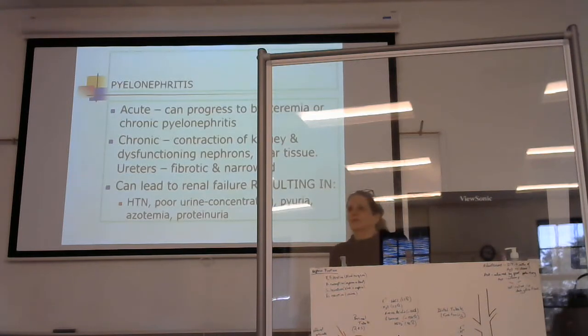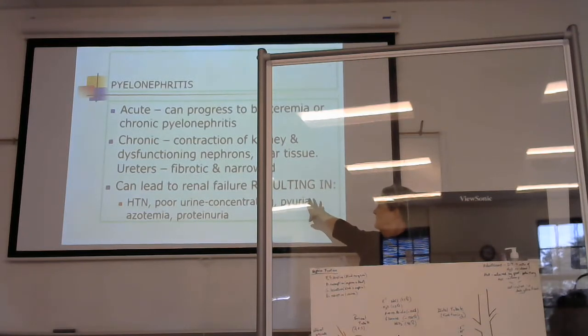So, pyelonephritis can be either acute or chronic, and the chronic is going to end up causing more kidney damage and can lead to renal failure. It will cause hypertension. The kidneys won't be able to concentrate as well, and they can end up with renal failure. With pyuria, you'll see pus with the infection, but also azotemia and proteinuria, because we're not filtering waste products, they're staying in the body, and that's not a good thing.